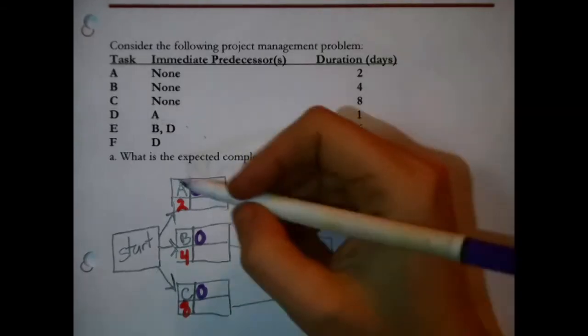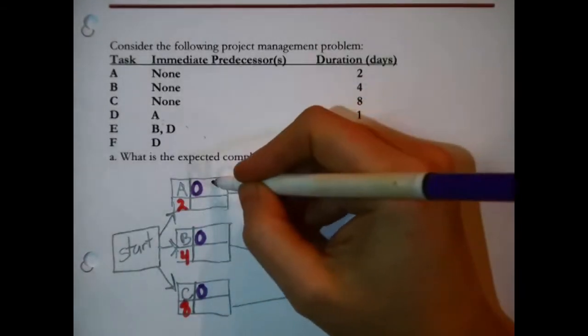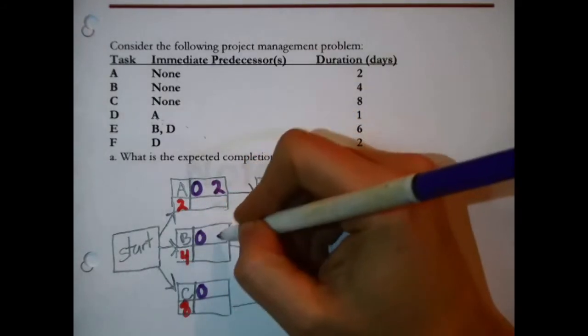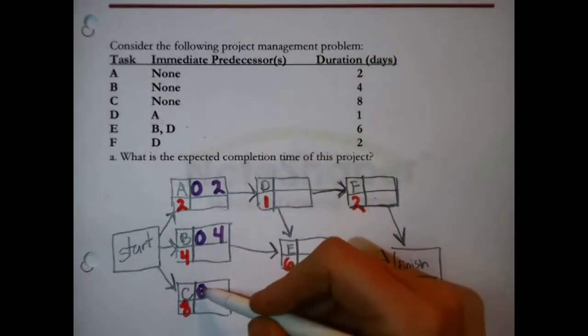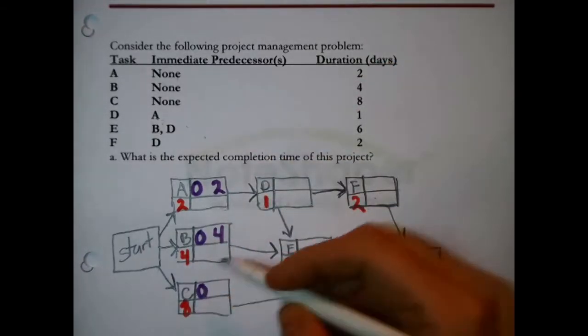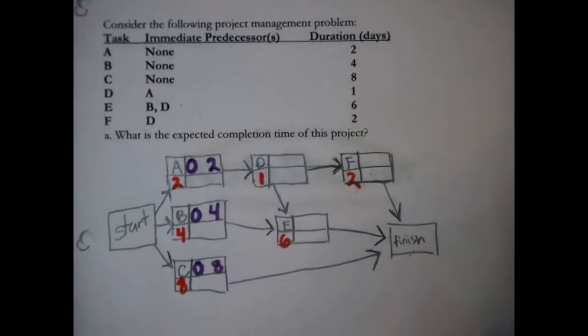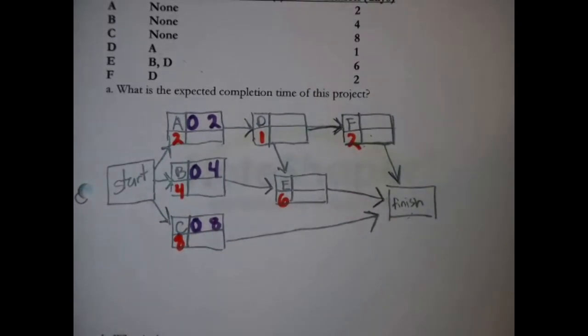Now, to finish this off, let's look at A. 0 plus 2, the earliest I could be finished with A then is in 2 days. 0 plus 4, the earliest I could be finished with B is in 4 days. In the case of C, if I start on it right now and it's 8 days worth of work, I could be finished with it at earliest in 8 days. Okay, then what do we do? Work our way across the network, across the story of the project, if you will.